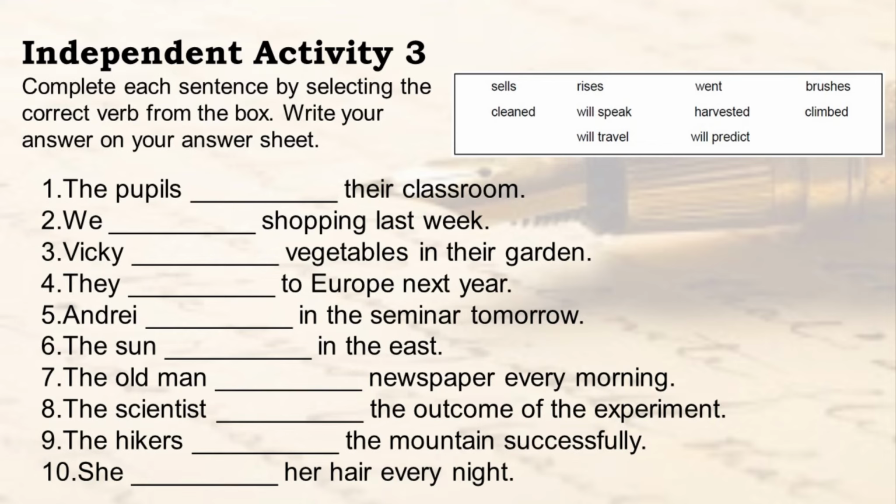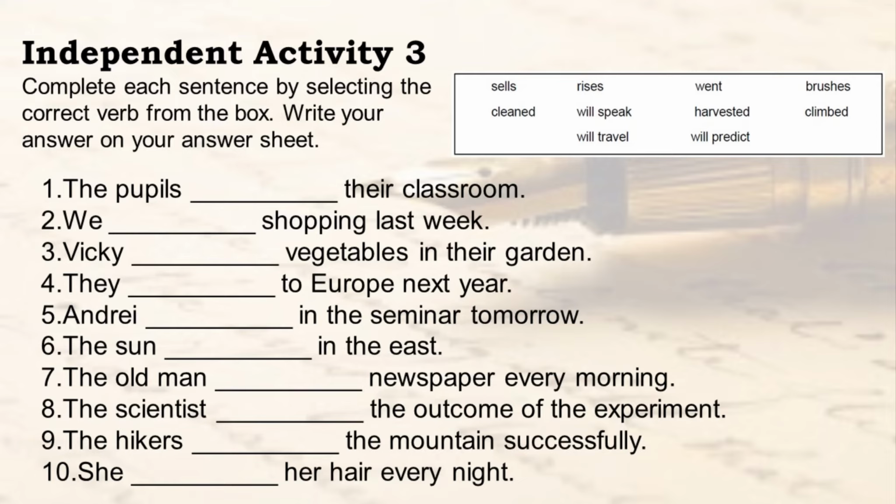Independent activity 3. Complete each sentence by selecting the correct verb from the box. Write your answer on your answer sheet. Sells. Rises. Went. Brushes. Cleaned. Will speak. Harvested. Climbed. Will travel. Will predict. 1. The pupils blank their classroom.